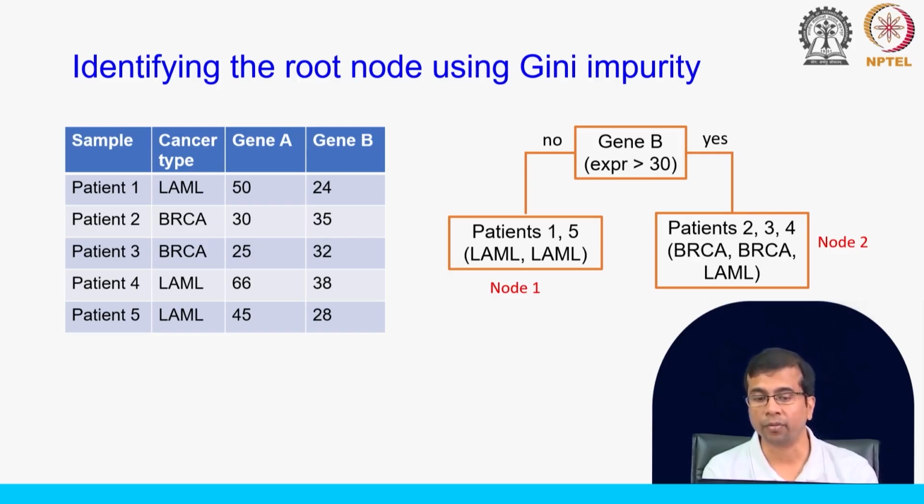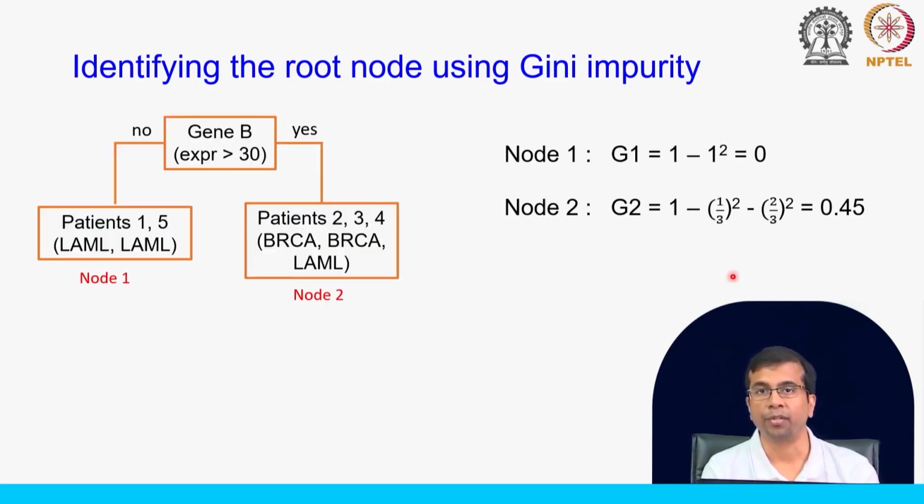Now, if you look into the class information for these nodes, in node 1 both patients are of LAML class, but in node 2 now we have 2 patients in BRCA class and 1 patient in LAML class. We will follow the same steps as before. We first need to calculate node 1 and node 2 gene impurity, and then we will calculate the overall G value. So, node 1 G1 is 0 simply because node 1 has only 1 class. For node 2 it is not 0 anymore, because now we have 2 classes represented within node 2.